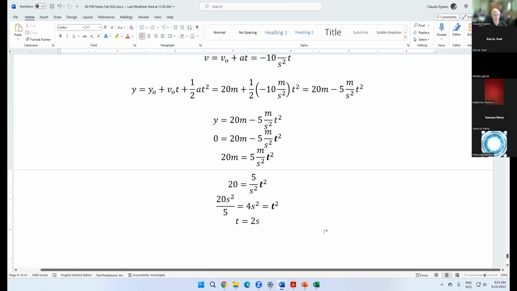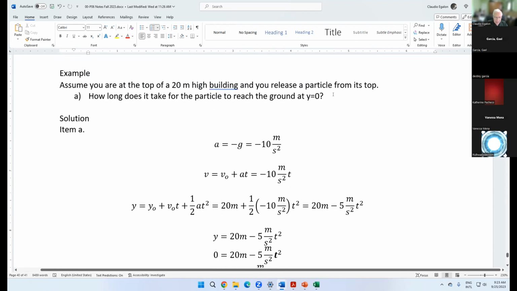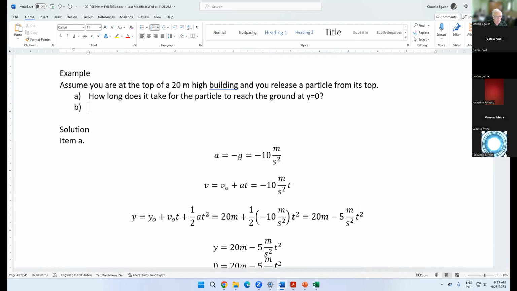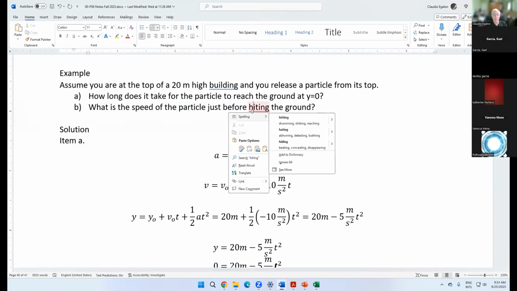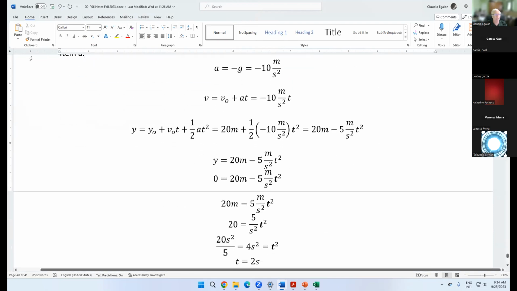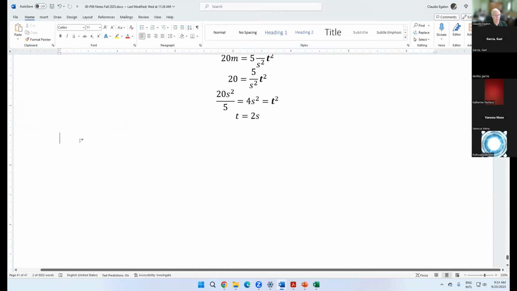That's one type of problem that you're going to see. I can come up with a second type of problem, and another part for this problem, right? What is the speed of the particle just before hitting the ground? Item B.